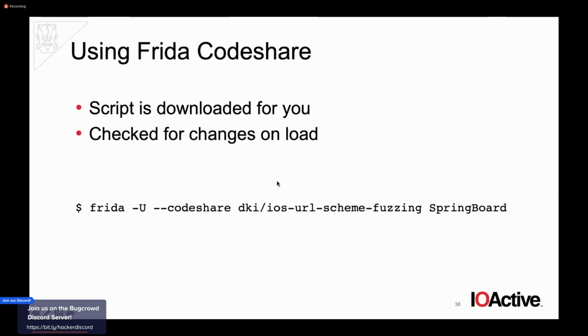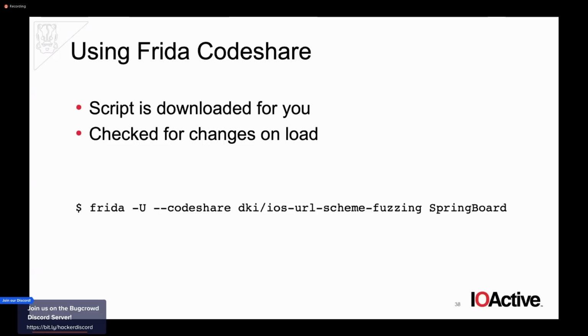So I want to show directly an example of using Codeshare and how easy it is to load some of this code in and try it out without having to really muck about in the internals of the code. So when you use the --codeshare flag within Frida, the script is actually downloaded for you. And the first time through, it will ask you to approve it. It will take a hash of it so that the next time you use it, if it's changed, it can notify you and you can go out and check out those changes and make sure that you're okay with them before you use them in your testing.